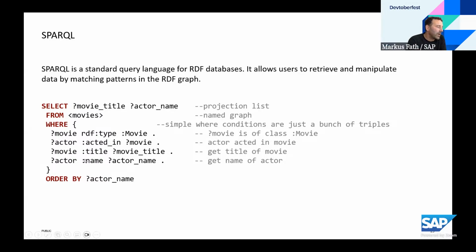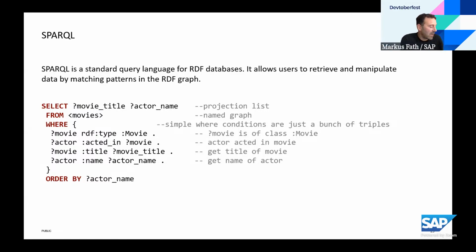So let's quickly break that down here. This is the first triple in the first line, where you say, okay, the variable assigned to movie should be of type movie. And there should be an actor who acted in that very same movie, and so on. So this is how you formulate a pattern that you search for in your data graph.